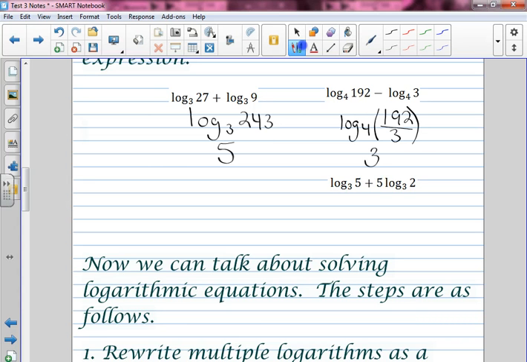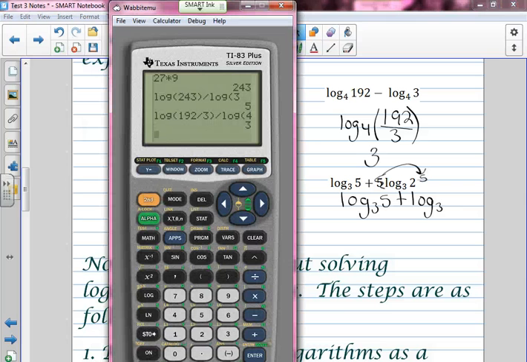All right, for the log base 3 of 5 plus 5 log base 3 of 2, first of all, I need to move this 5. It needs to be an exponent. So now I would rewrite it as log base 3 of 5 plus log base 3 of whatever 2 to the 5th power is. And 2 to the 5th power is 32.